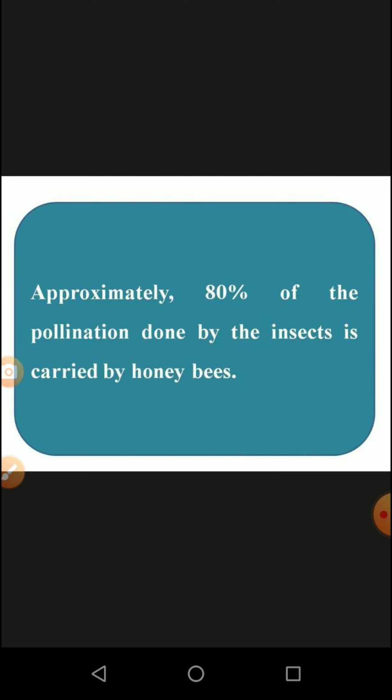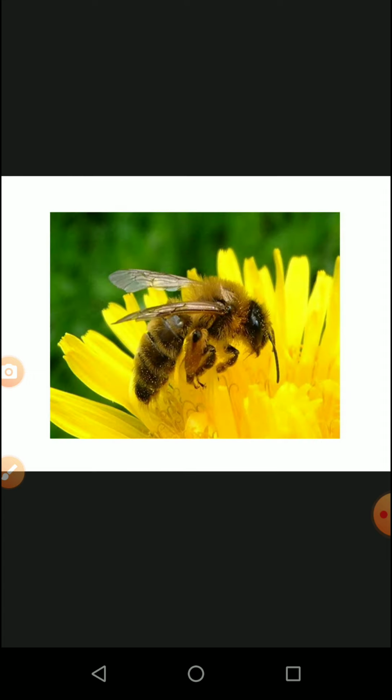Approximately 80% of pollination is done by insects, mostly carried by the honeybee. So the largest pollinating agent is the honeybee. Without pollination we cannot imagine the reproduction process, and without the honeybee we cannot imagine the pollination process. The honeybee plays the vital role in 80% of pollination. And this is the diagrammatic representation of the honeybee.